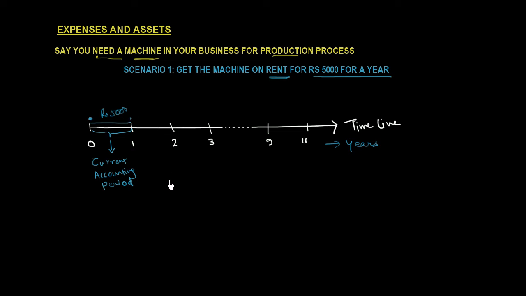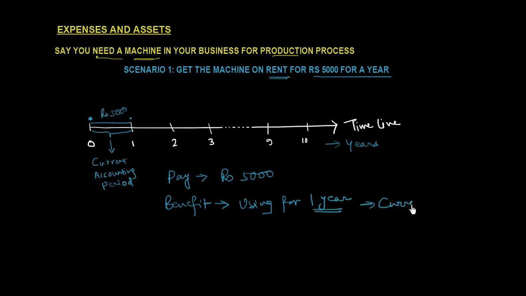In this case we are paying a cost of rupees 5,000, and we are getting a benefit. Let us discuss what benefit we are getting. We are getting a benefit of using the machine for 1 year, or the current accounting period.